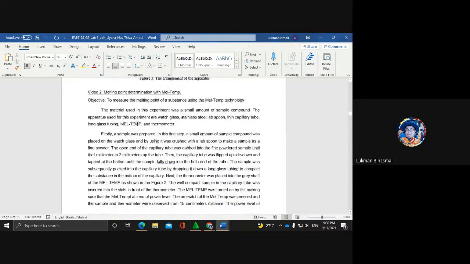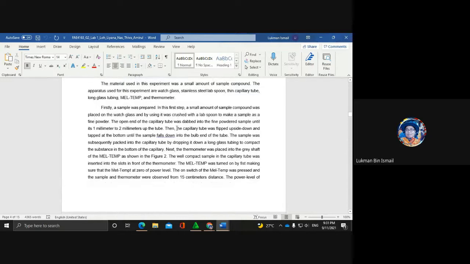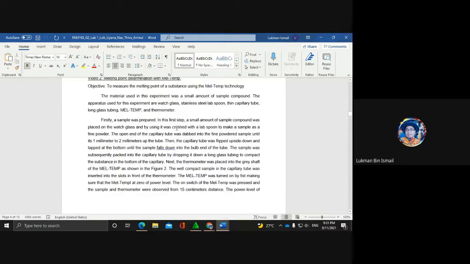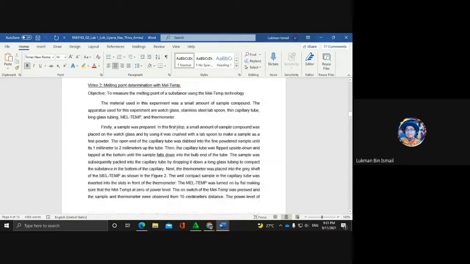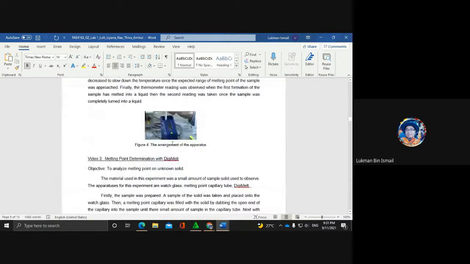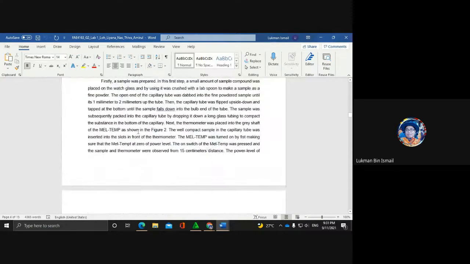So video 2, melting point determination with Melt Temp, to measure the melting point using Melt Temp technology equipment. The sample was prepared, falls down into the bump end. So the explanation is there, but the figure number, so figure 2, where is figure 2? Figure 2 is not relevant. It's actually figure 4, so some mistake here.